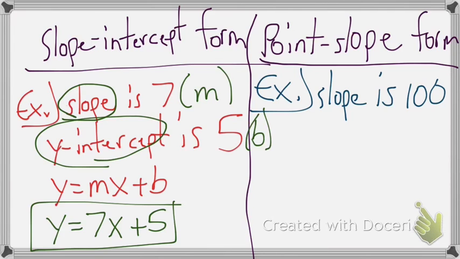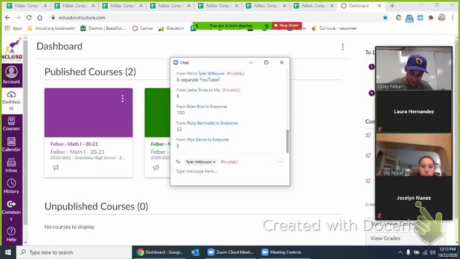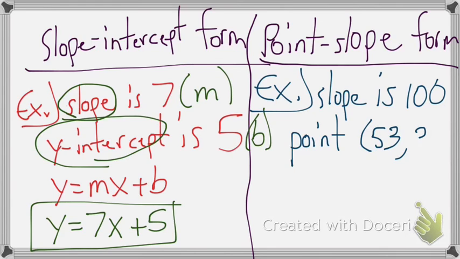So we'll say, okay, I need one more. Because for this, remember, it's a point and a slope. So our point will be 53, comma, Maya. What's your favorite number, Maya? 3? Yes. It's mine too.